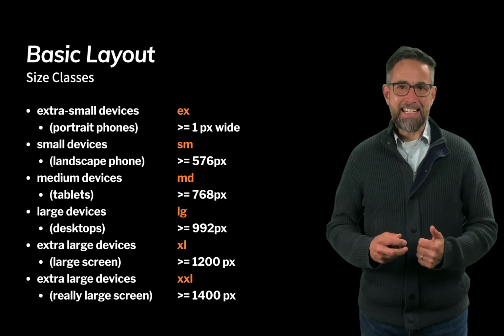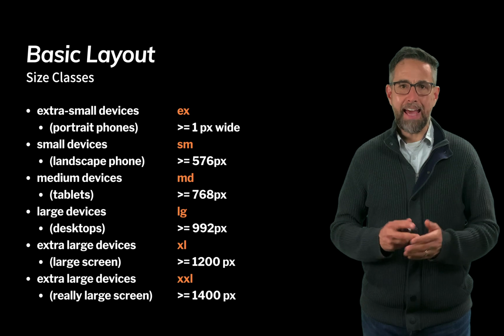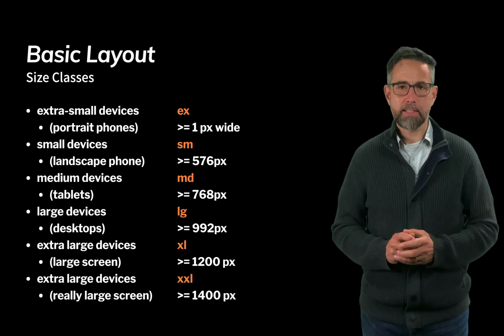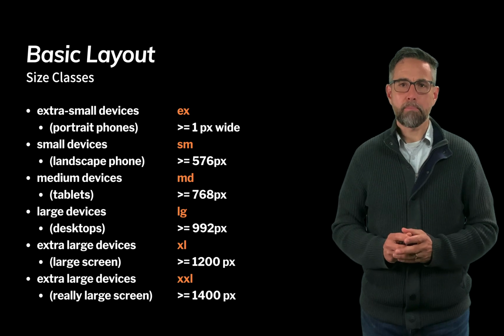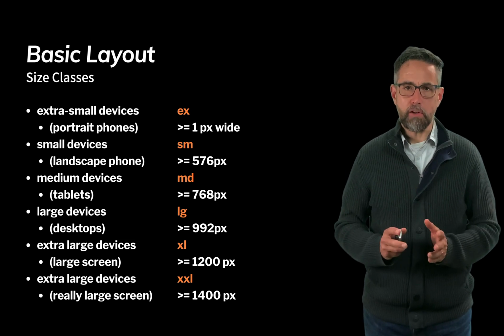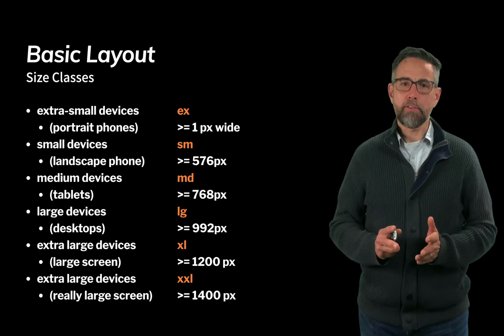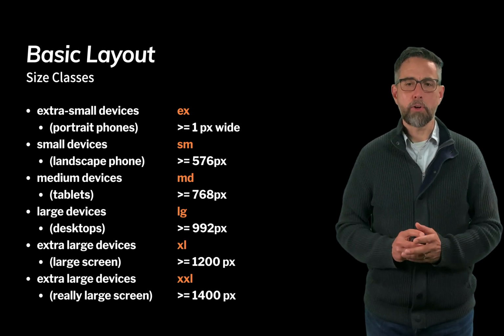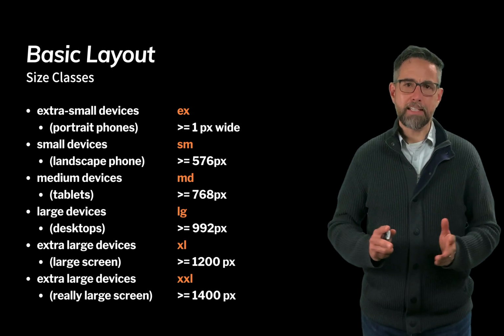Bootstrap has this idea of different classes of devices. It gives them particular names and has particular sizes or breakpoints that are associated with them. It's possible to get into the Bootstrap guts and change this if you need to, but out of the box, this is what you get. You get extra small devices. These are phones that are in portrait orientation. We have small devices, which are phones that are in landscape orientation.